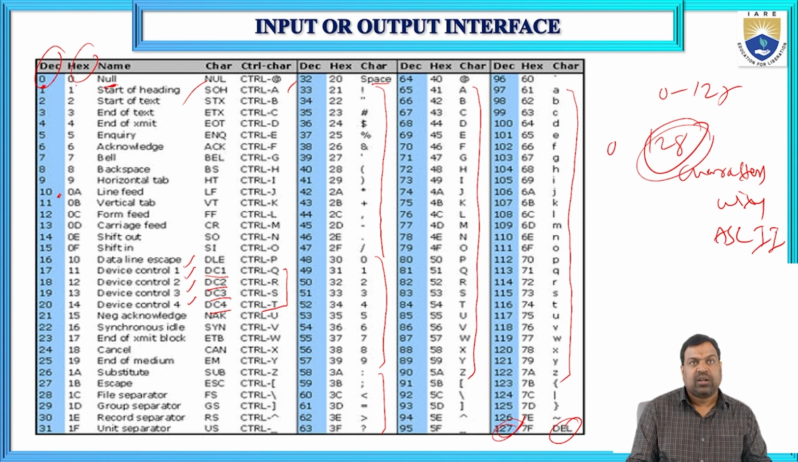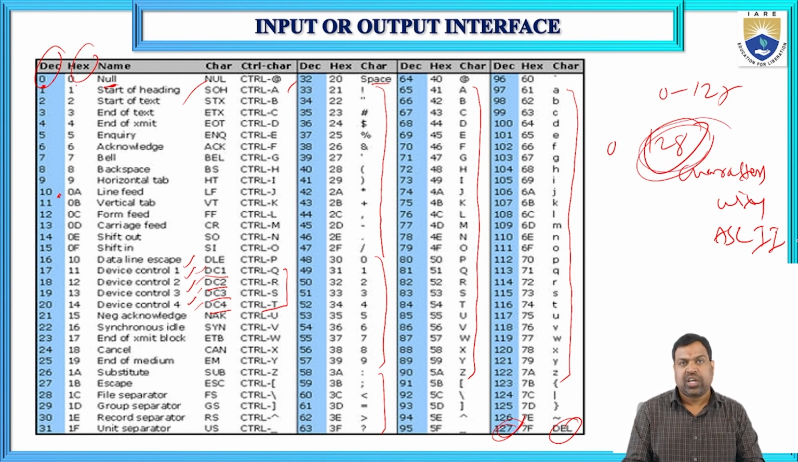Char null, null means null, start of heading, start of text, end of text, end of limit, inquiry, acknowledge. So these are the data line escape, device control 1, device control 2, device control 3, device control 4, DC1, DC2, DC3, DC4. So like this. And we are going for the numbers and special symbols and special characters, alphabetical numbers, capital letters and small letters. So these 128 characters are discussed in input output interfacing.